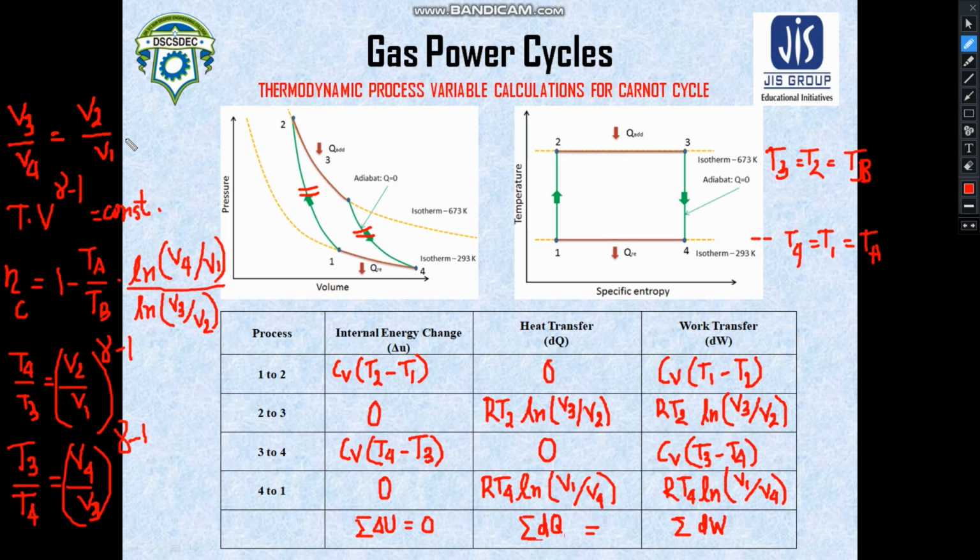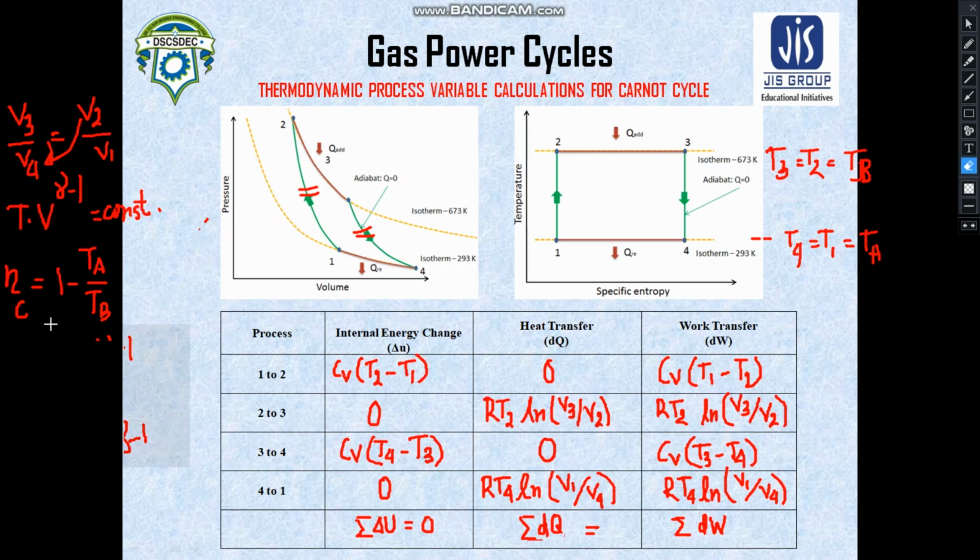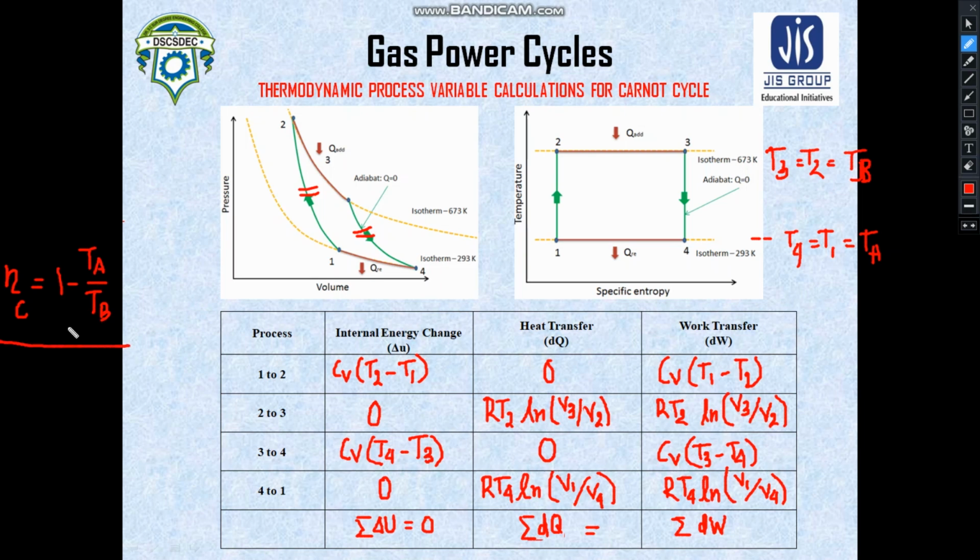Okay, now it becomes very simple. If you just do this rearrangement, then V3 by V2 will be V4 by V1. So these two become equal and they can be eliminated. Okay. So the efficiency of the Carnot cycle can be found as 1 minus TA by TB. That means the temperature of heat rejection divided by the temperature of heat addition.